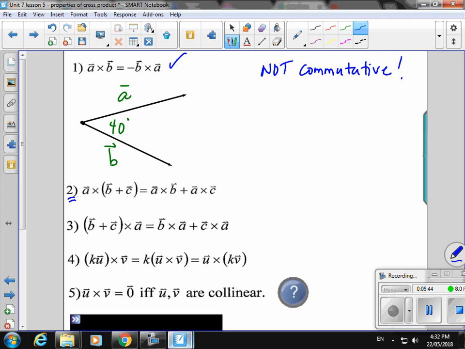Property number 2 is that the cross product is distributive. So we have the distributive property in two places, but notice that A cross B plus C does not give you the same result as B plus C cross A, because this is not the same as that. Order matters. So we have to be careful. The distributive property is true. Order matters. And we have scalar multiplication.